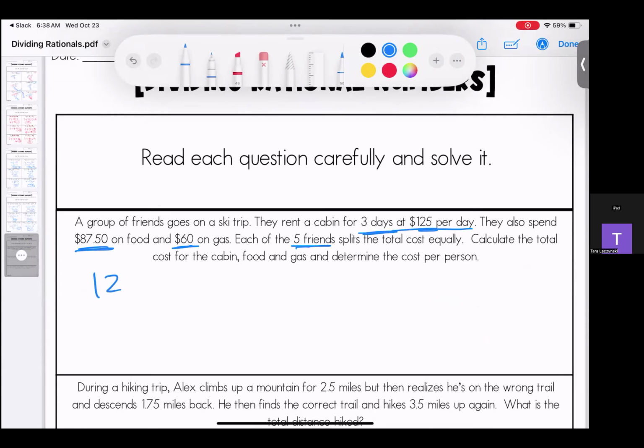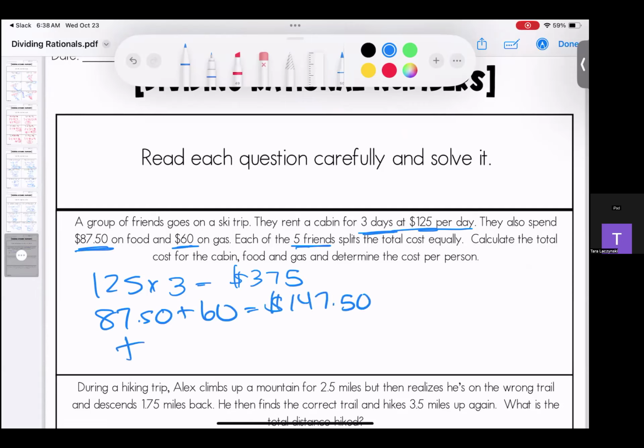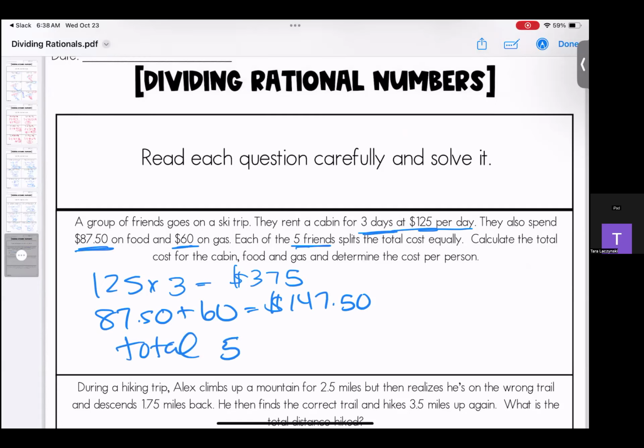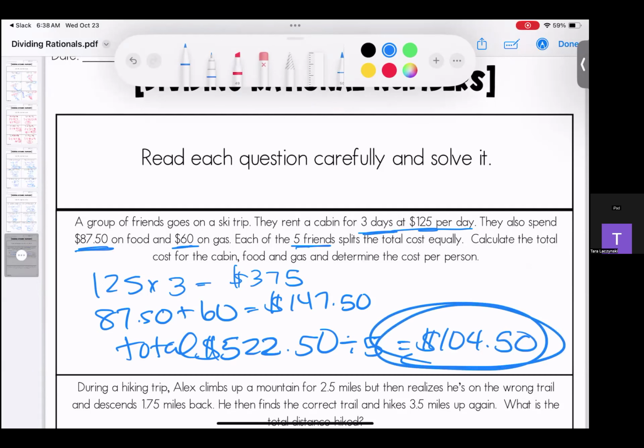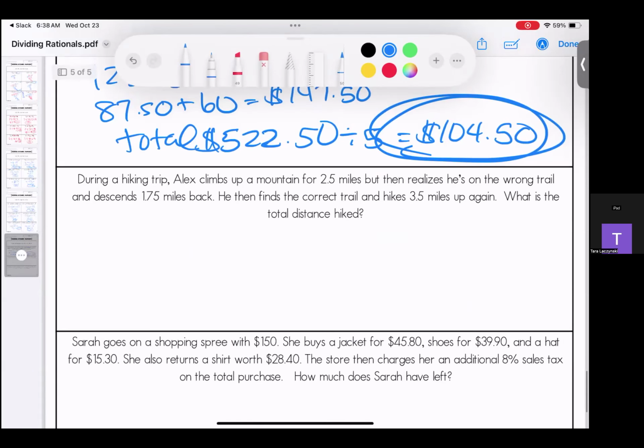So for your cabin, grand total of $375. For our food and gas, it's $147.50. In total, that gives us $522.50 divided by 5 is $104.50. Next question, we are on a hiking trip.